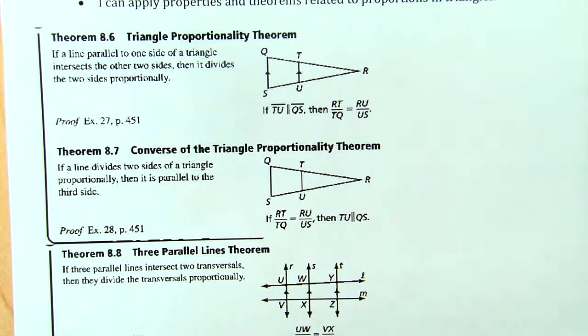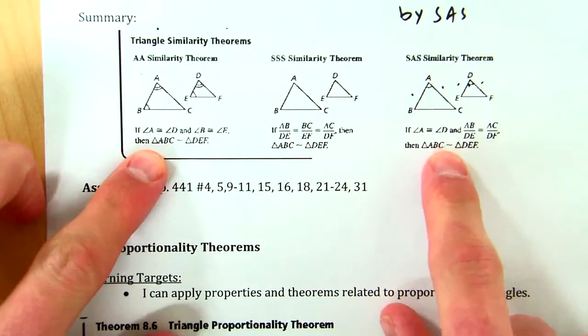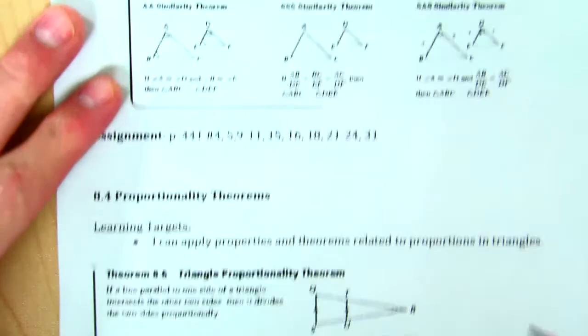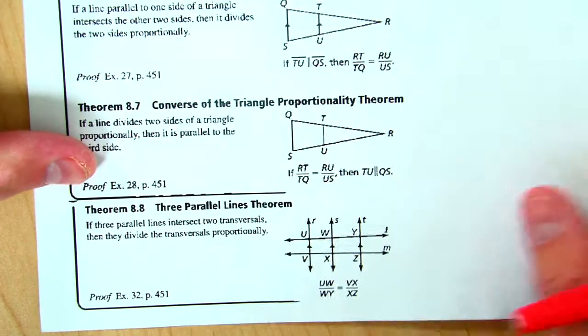We looked the last couple lessons at ways to prove triangles similar. In 8.2 we looked at angle, and then in 8.3 we looked at the other two, which is side, side, and side, angle, side. So the end of 8.3 kind of captures that right here. We're going to stray away from proving triangles similar to get back to some proportionality, setting up proportions.